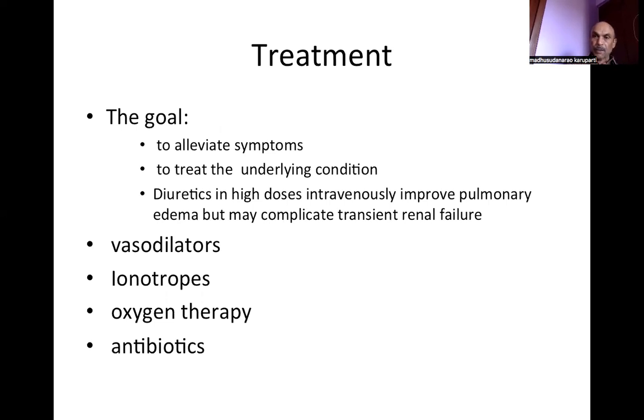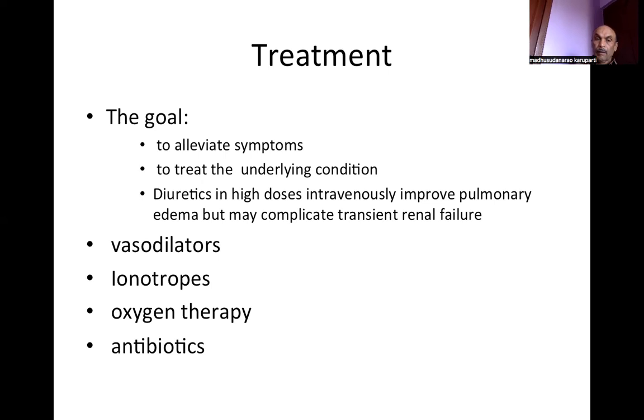Having diagnosed the patient with pulmonary edema, go about with the rapid institutional treatment. Its goal is to alleviate symptoms. So patients should improve from features of hypoxemia in the form of tachypnea, tachycardia, gallop, sometimes peripheral circulatory failure, etc. Treat the underlying condition. Say if the patient is suffering from pneumonia, treat the pneumonia. If the patient is suffering from sepsis, which is leading on to the non-cardiogenic pulmonary edema, treat the sepsis effectively.